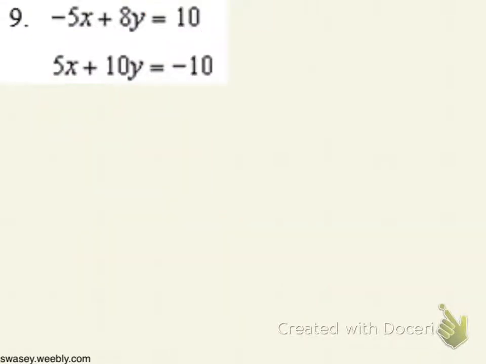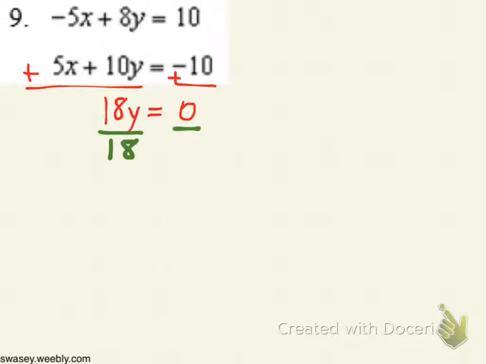Number 9, we already have opposite coefficients on our x, so we're ready to add them together. Negative 5x plus positive 5x is 0. 8y plus 10y is 18y. On the right side, 10 plus negative 10 is 0. So 18 times y equals 0. To get rid of multiplying by 18, divide by 18. And so we get y equal to 0.